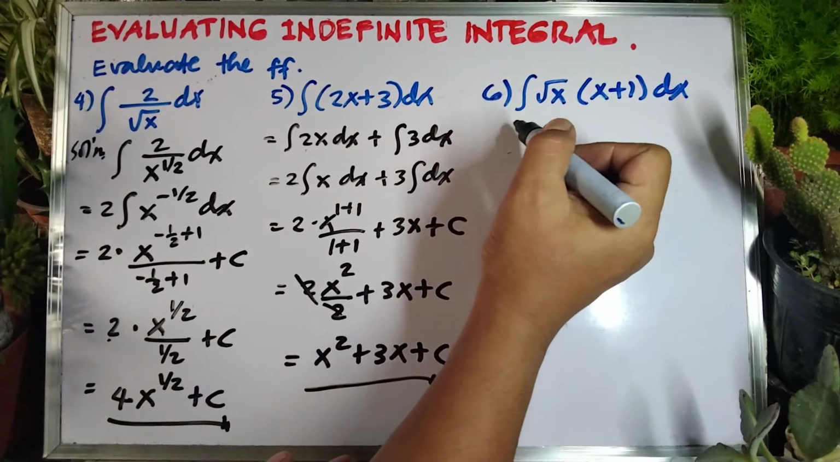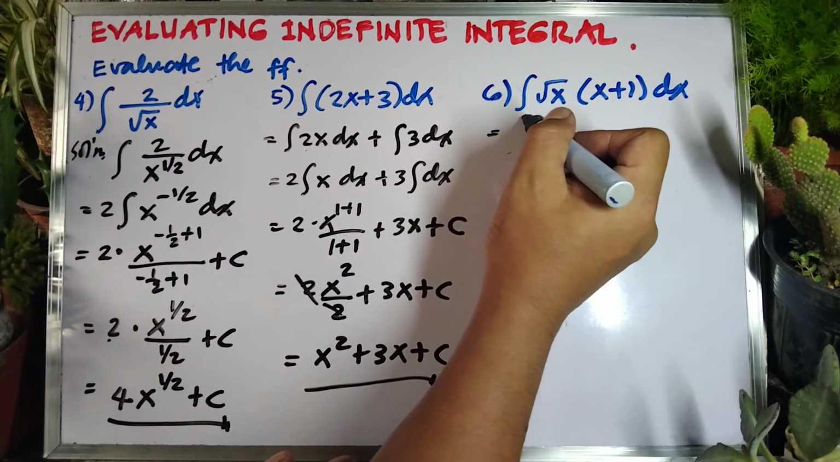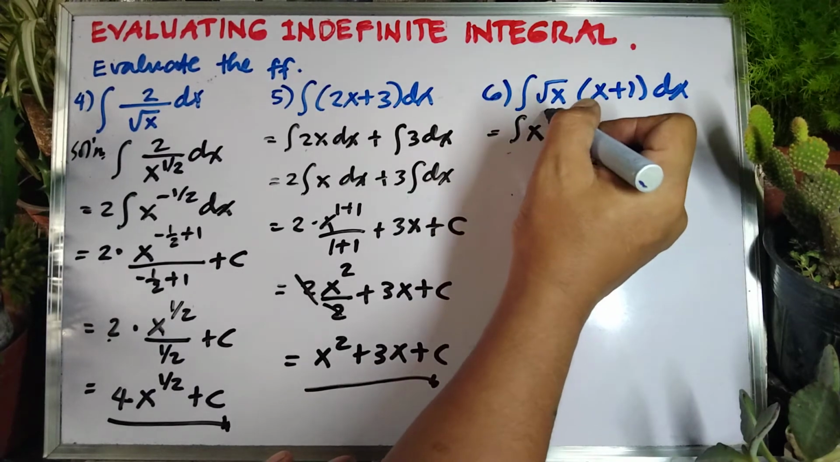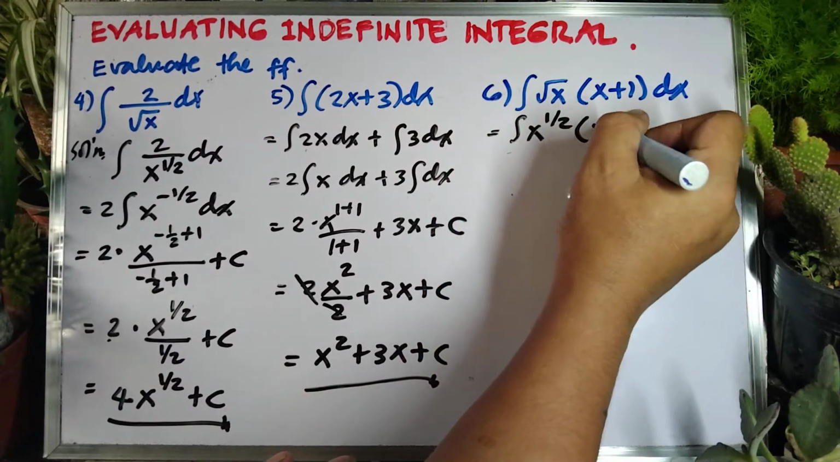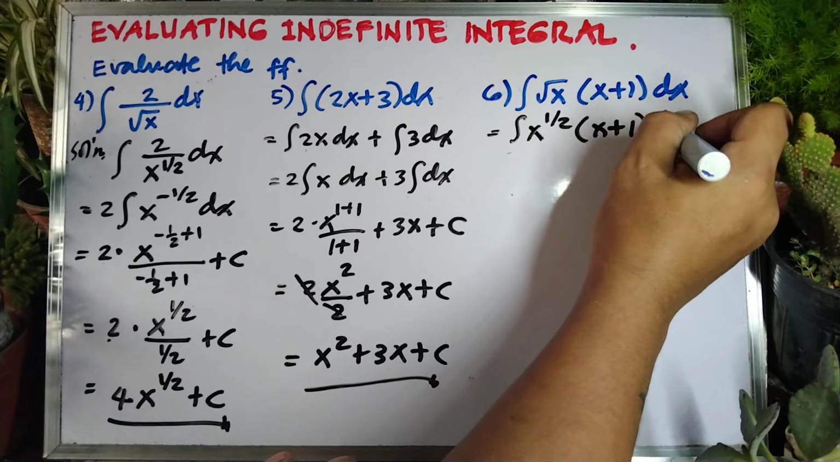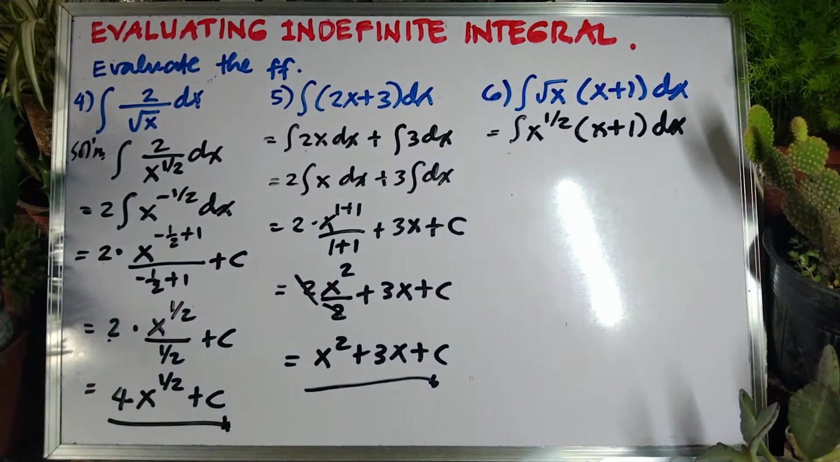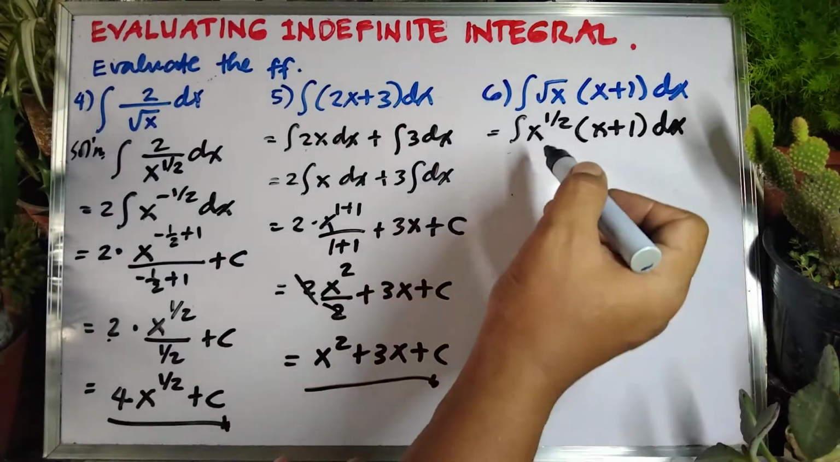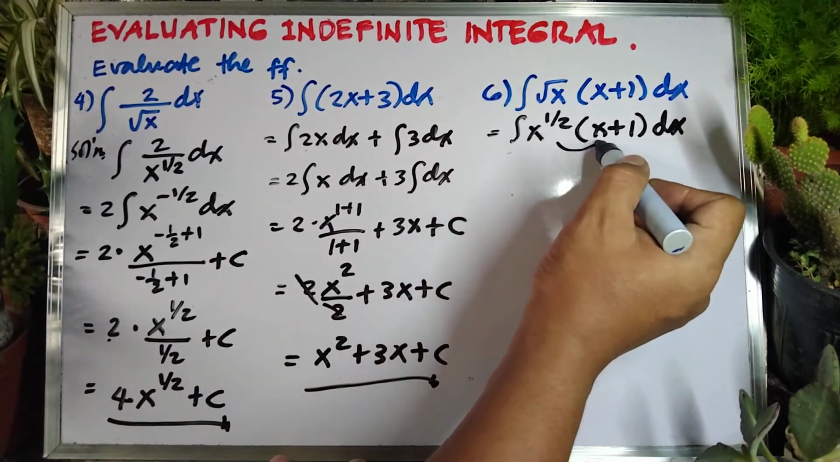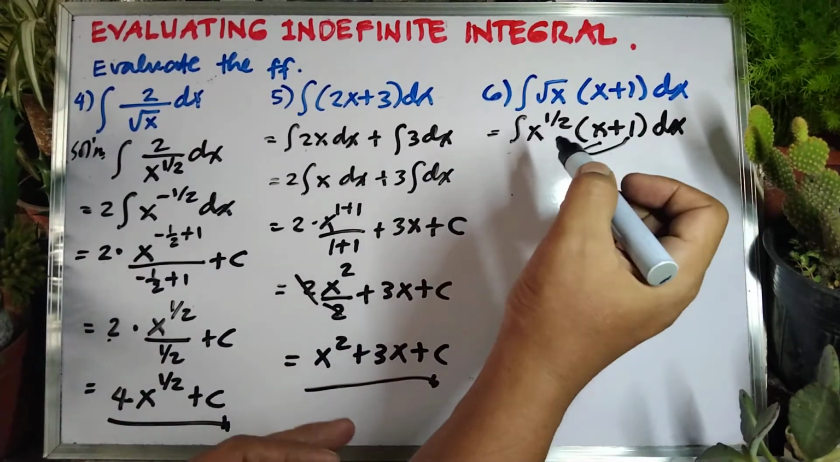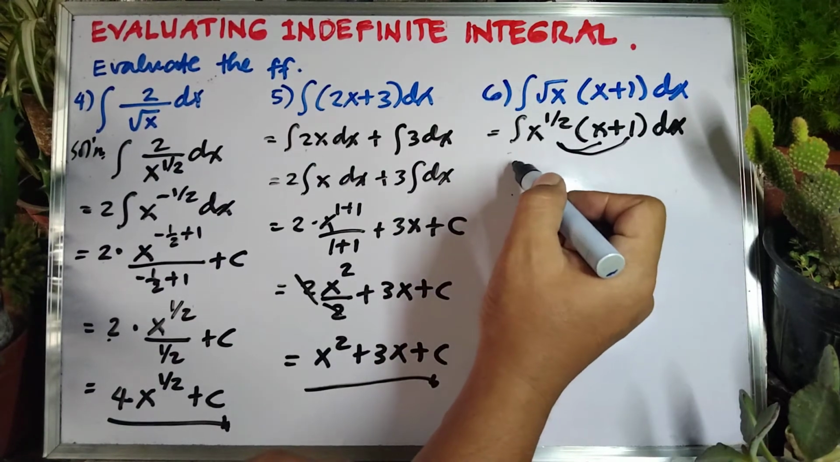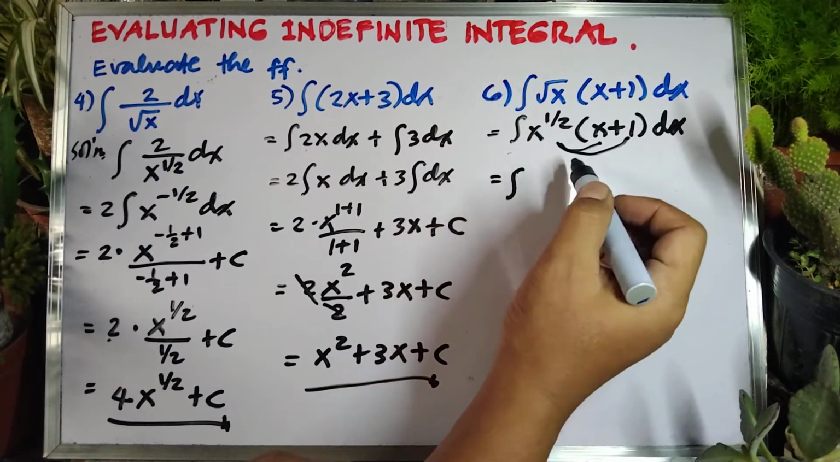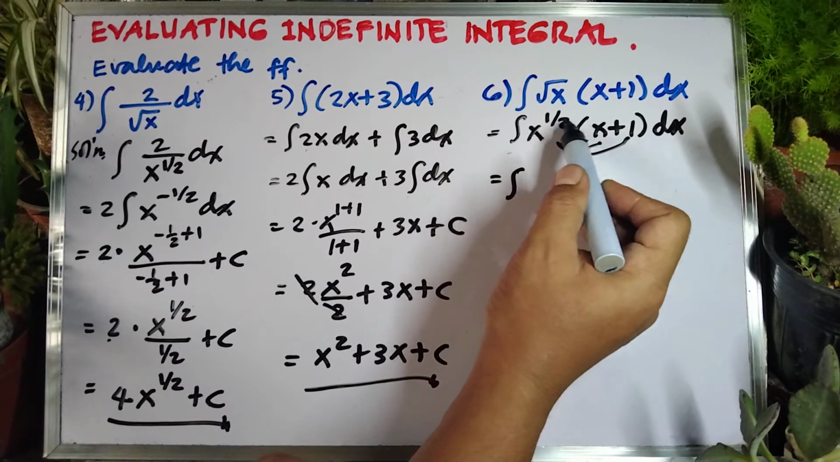So, ang mangyari dito, magiging ganito ito. The integral of x to the power of 1/2 times x plus 1 dx. Okay? So, from this point, di natin ma-apply yung basic integration rules. Ano bang gagawin natin? We will distribute x to the 1/2 to each term, no? Meaning, i-multiply muna natin yan. So, this becomes the integral x to the power of 1/2 times x.